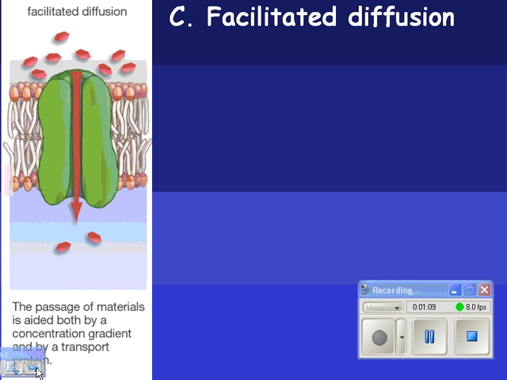So the next one is facilitated diffusion. This is different from simple diffusion because with simple diffusion, it goes right through the lipid bilayer. With facilitated diffusion, it's facilitated. That means to be helped. And so it's being helped by a protein. So this is facilitated diffusion. Still diffusion because it's going high to low, doesn't take any energy, but facilitated or helped because it's going through a protein.